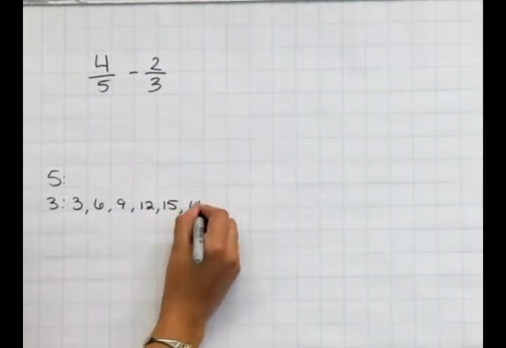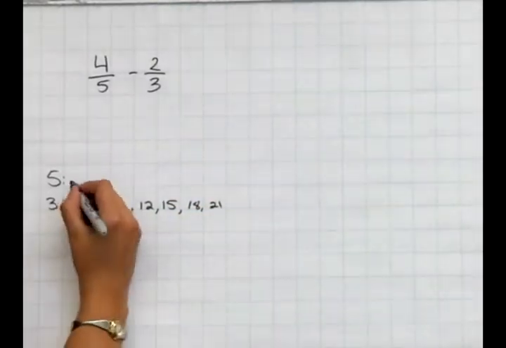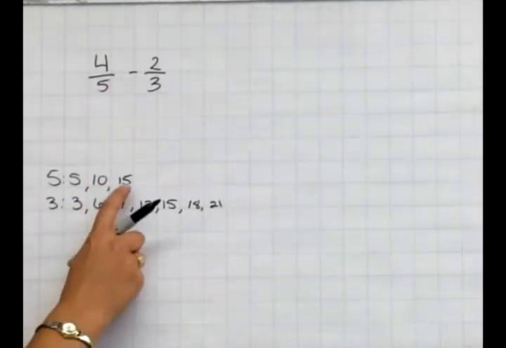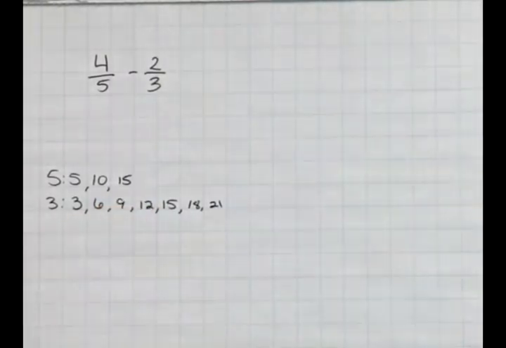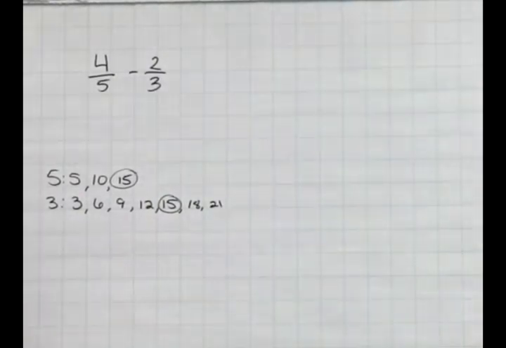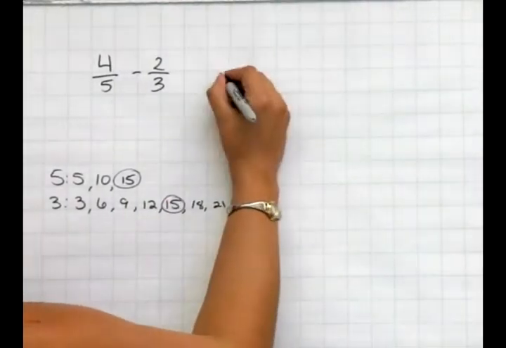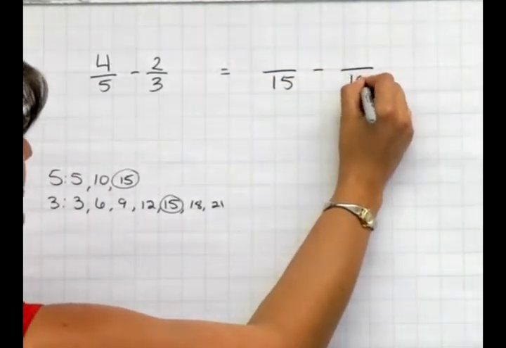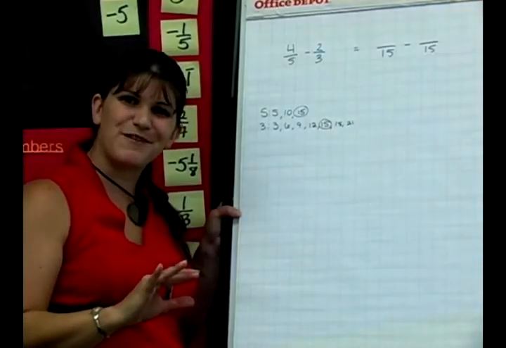12. So common multiples of 5. So here I've listed just 3 numbers and I've already found the common multiple. And remember, we're looking for the LCM, the least common multiple. So the least common multiple between 5 and 3 is the number 15. So now I'm going to rewrite this problem using the common denominator of 15. Well, I can't quite rewrite that problem, can I?